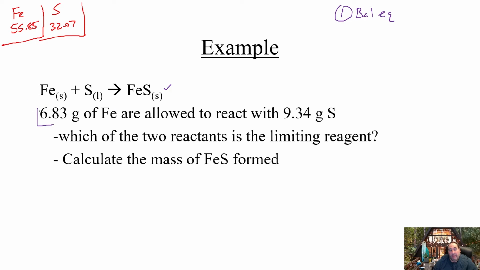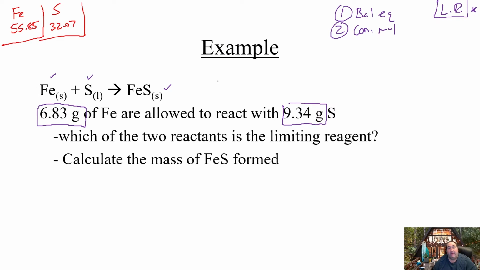We also see that we are given 6.83 grams of iron. We're also given 9.34 grams of sulfur. That is the information about two reactants, both of which I have the capability of converting into moles. So if you're not sure, this is definitely a limiting reagent type problem because I have the ability to turn the information about both reactants into moles. So I do know somewhere I have to do that step, to figure out which one's the limiting reagent. The second step that I want to do is convert to moles.